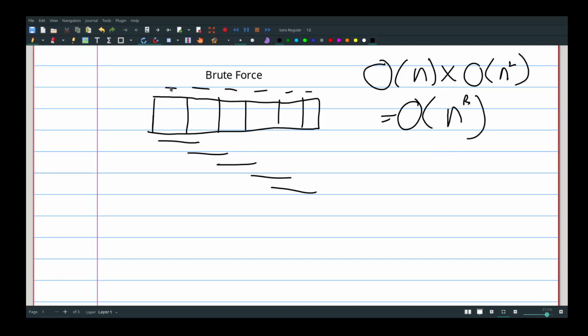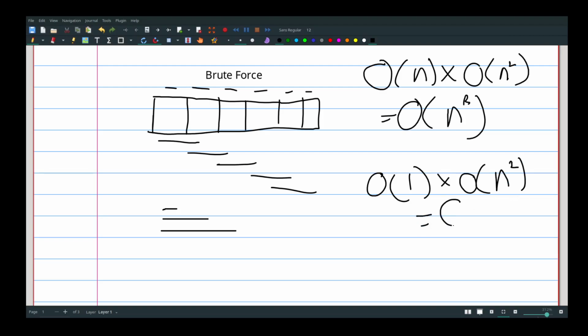However, we could reduce this by iterating over the subarrays and using precomputation. So we could iterate over this subarray, then this, and use a previous subarray to compute the current one. This reduces computing the max and the sum of each subarray to O(1). But the number of subarrays still remains at n squared, giving us O(n squared) time complexity, which is still not sufficient.